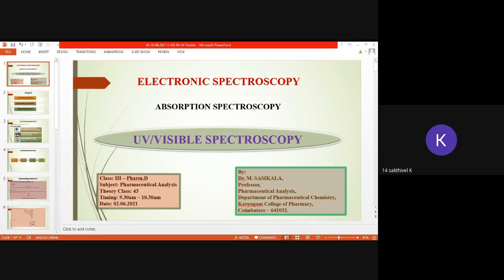Red shift is a longer wavelength. Lower wavelength is blue shift. Lower intensity is hypochromic shift, and higher intensity is hyperchromic shift, ma'am. Yeah, good. Very good, Shaktivel. The remaining points can be explained by baby Kartika.